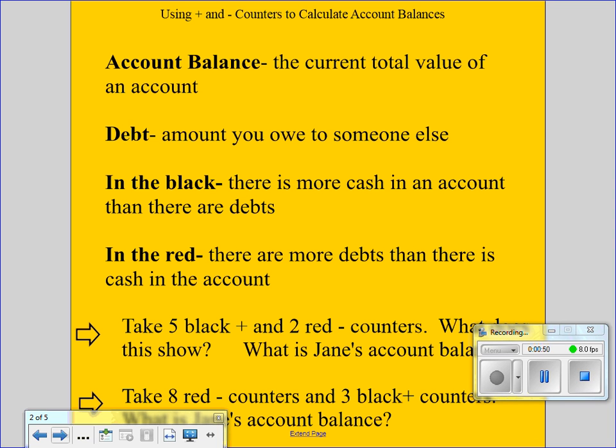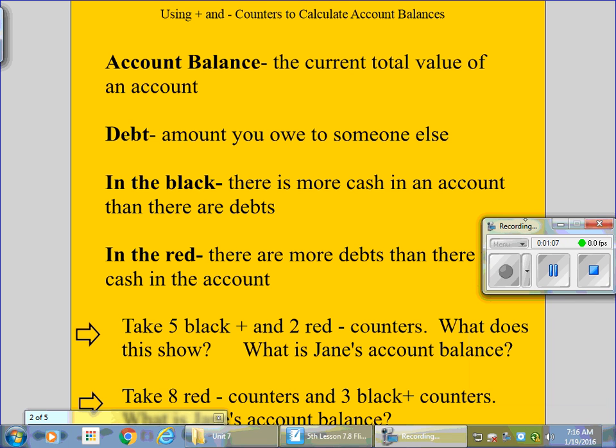in return, okay? So if we're dealing with counters here, if we're in the black, that means there's more cash in an account than there are debts. So if you're in the black, that means you have more money than less. And if you're in the red, that means you owe more money. Okay, so keep that in mind here when you're dealing with black and red.